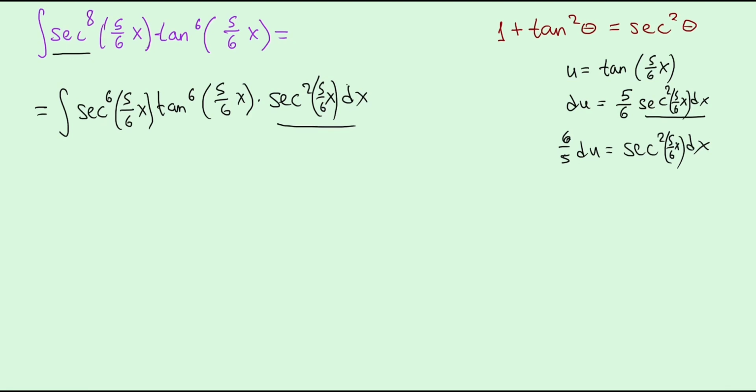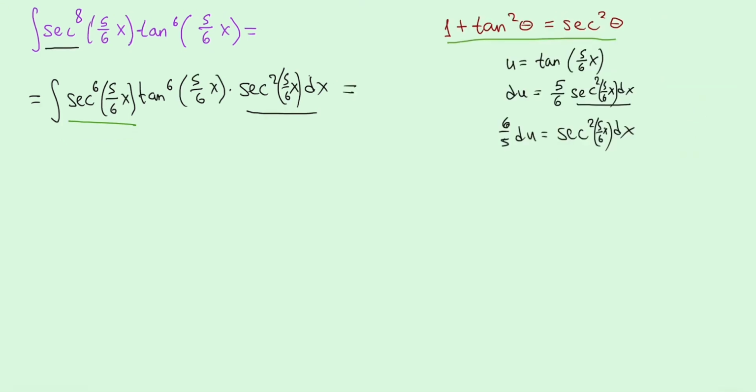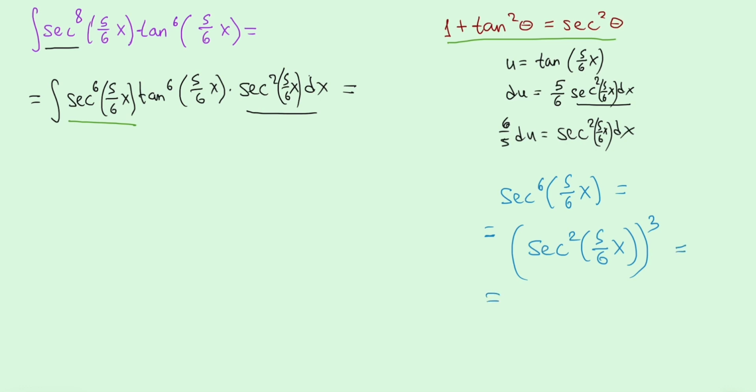Now what we do is rewrite this equation using our trig identity. First, let's rewrite that function on the side. So secant to the 6th power of 5/6x. This could be rewritten as secant squared of 5/6x to the 3rd power. And this is going to give us the 6th power. Now from here, we're going to use the trig identity and replace secant squared of 5/6x. So we're going to get 1 plus tangent squared of 5/6x, all to the cubed power.